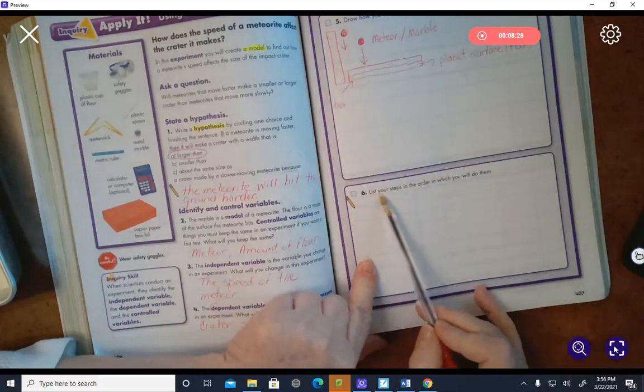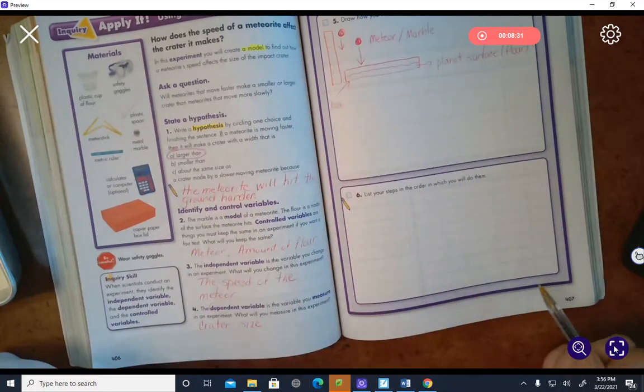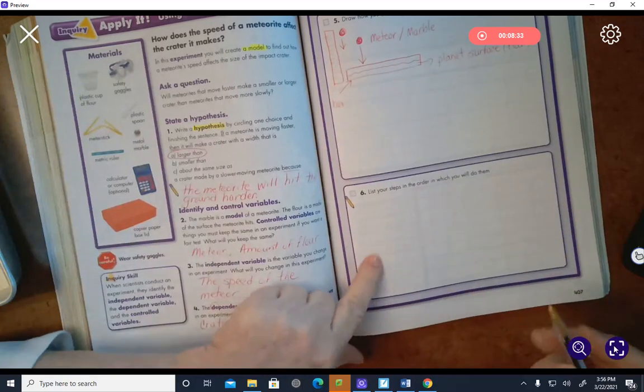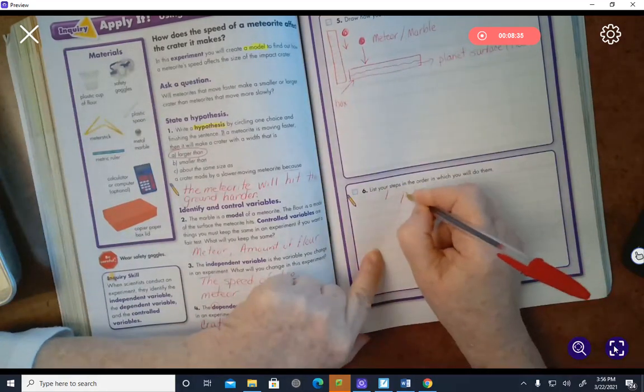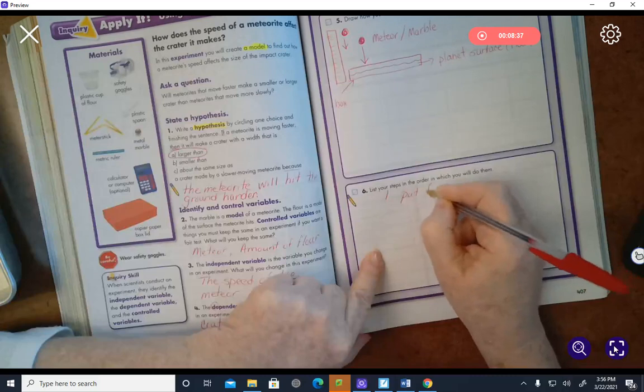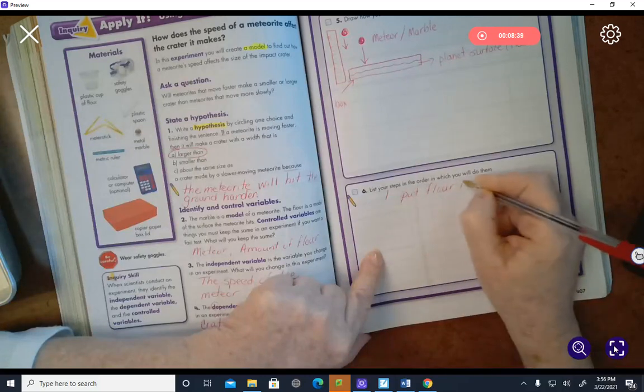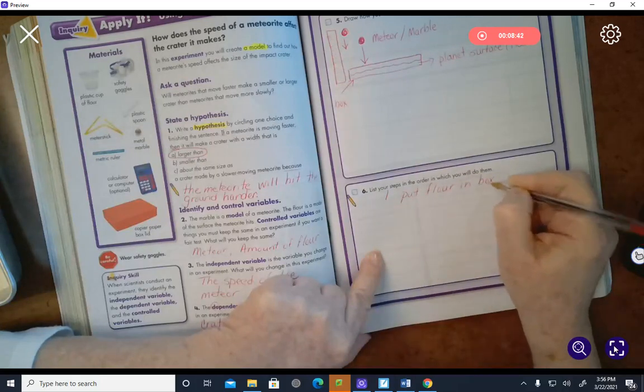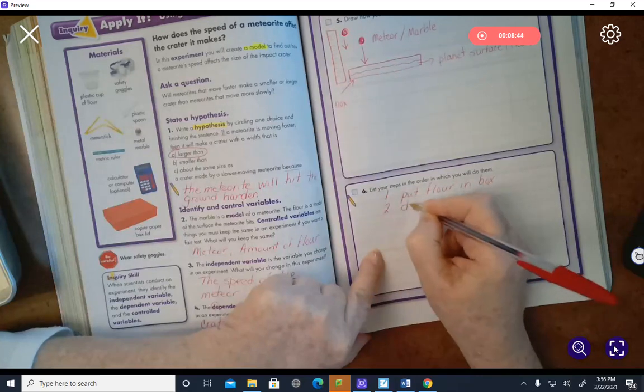So now let's list the steps. Let's think about what we're going to do. First, we're going to maybe put flour in the box. I kind of have that done. And then we're going to drop the marble.